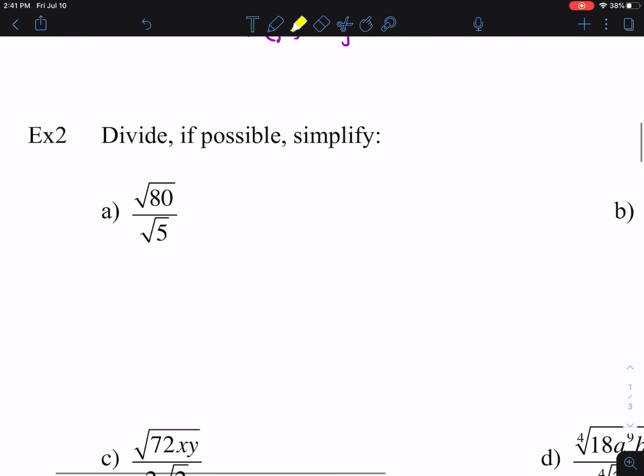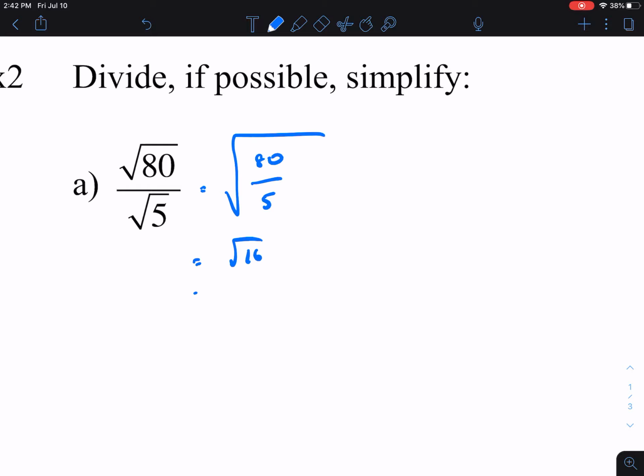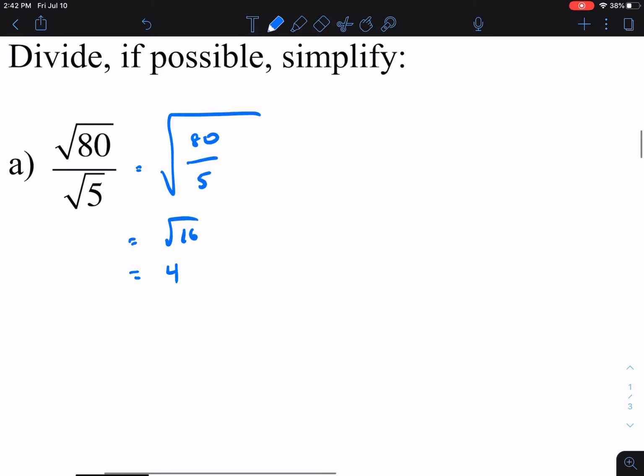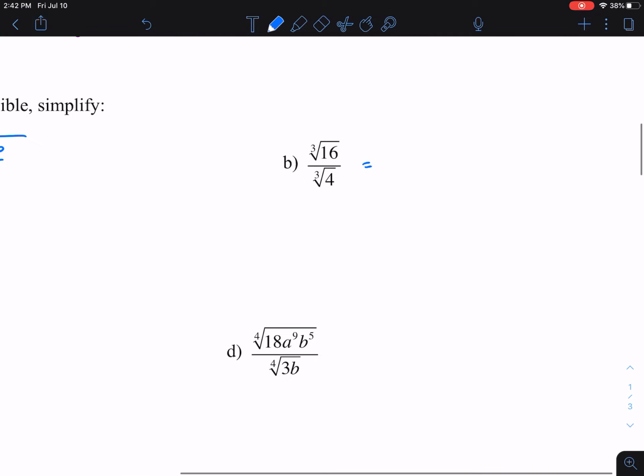Sometimes taking the square root of each numerator and denominator takes a little longer. It turns out that if we combine it into a single radical, we can simplify it faster. So that's 16 over 4, because 80 over 5 is 16. Same thing here as well. The cube root of 16 and the cube root of 4. The cube root of 4 does not simplify. The cube root of 16 is 2 cube root 2, but if we combine them, we can simplify much faster because both indexes are the same. That's the cube root of 4, and that's the answer.